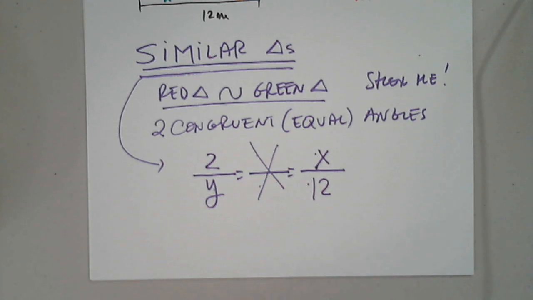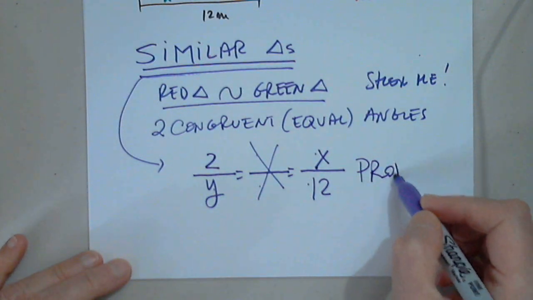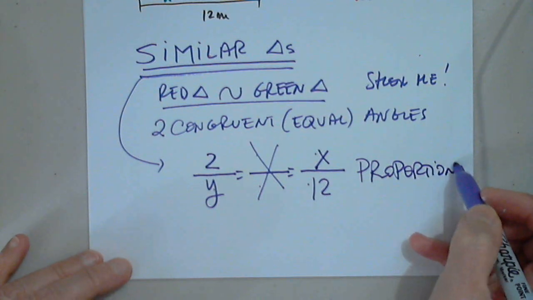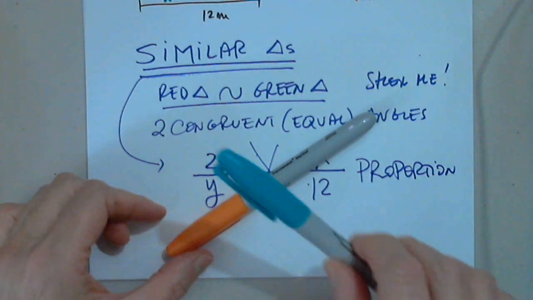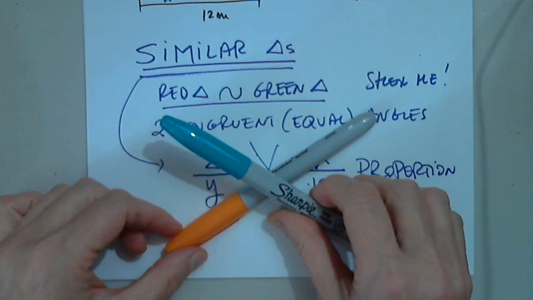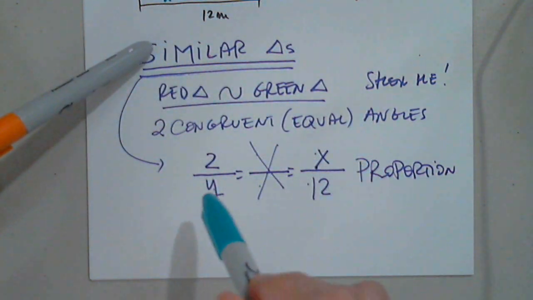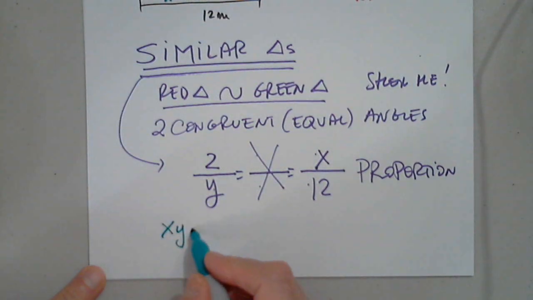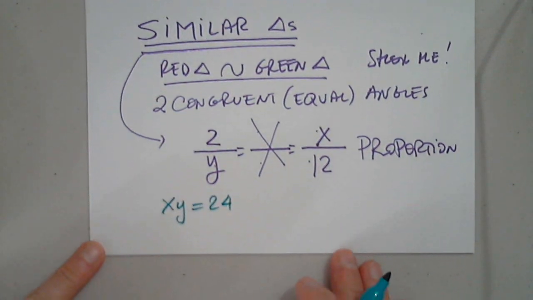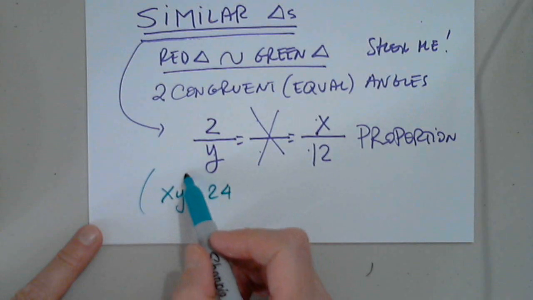It's a proportion. What do we do in a proportion? What can we apply in a proportion and only in a proportion? Cross multiplication. That's it. This times this equals this times this. So then I have xy equals 24. Ready for differentiation?